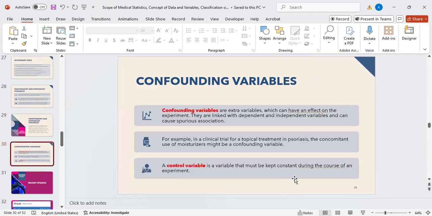Confounding variables. Confounding variables are extra variables which can have an effect on the experiment. They are linked with dependent and independent variables and can cause a spurious association. For example, in a clinical trial for a topical treatment in psoriasis, the concomitant use of a moisturizer might be a confounding variable. A control variable is a variable that must be kept constant during the course of the experiment.